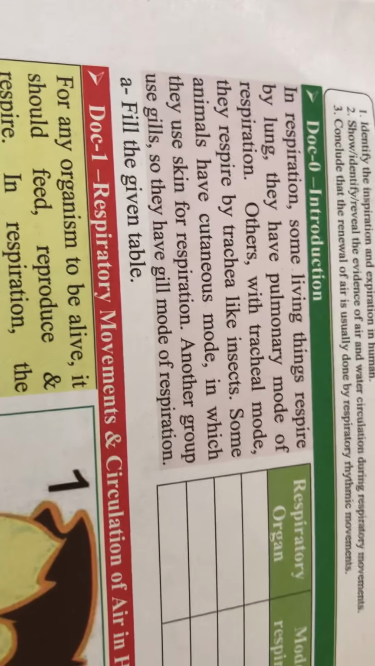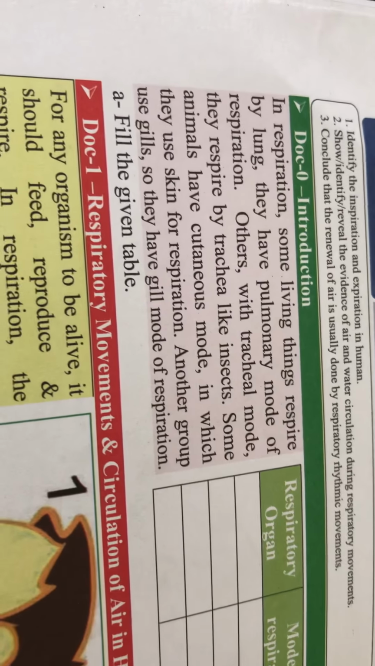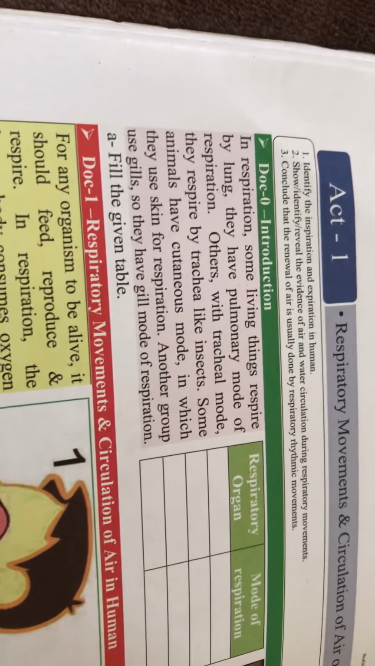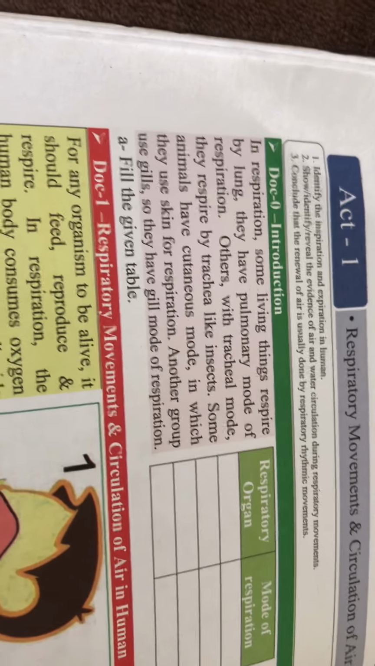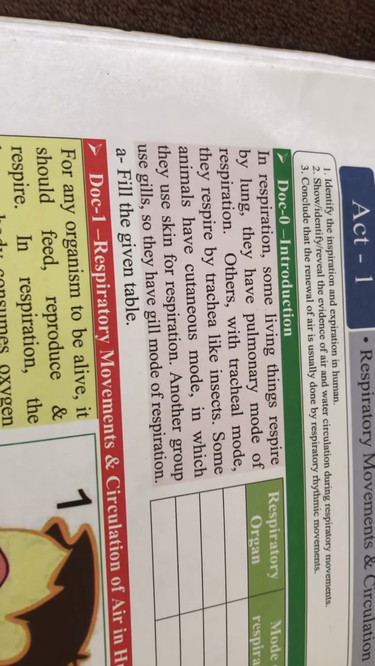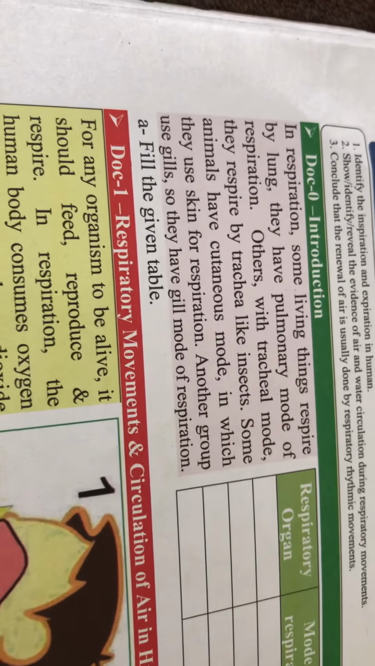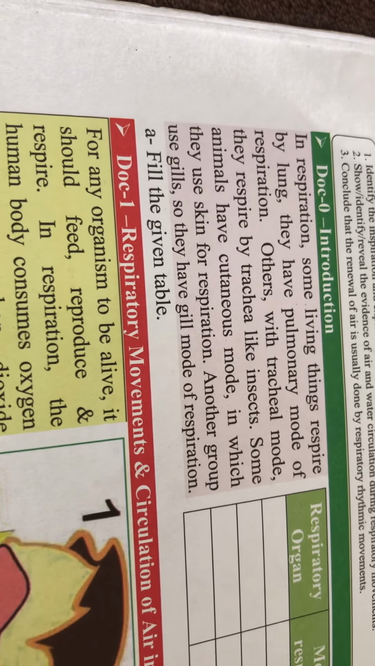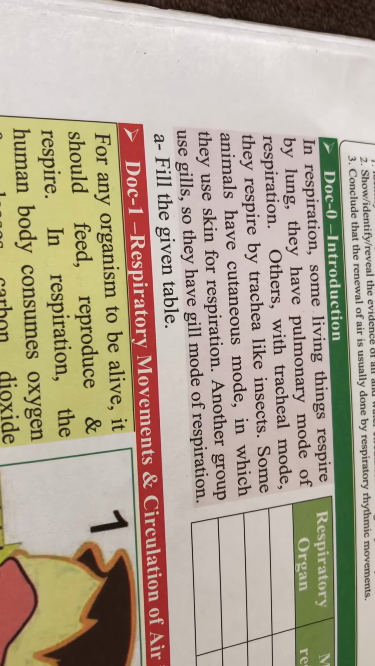This is called the pulmonary mode. Everything termed pulmonary means lungs. So when you respire by your lungs, this is called the pulmonary mode of respiration. Others have the tracheal mode. They respire by the trachea, like the insects. Insects only have a trachea. Some animals have the cutaneous mode. Cutaneous means that they respire using their skin, like worms.